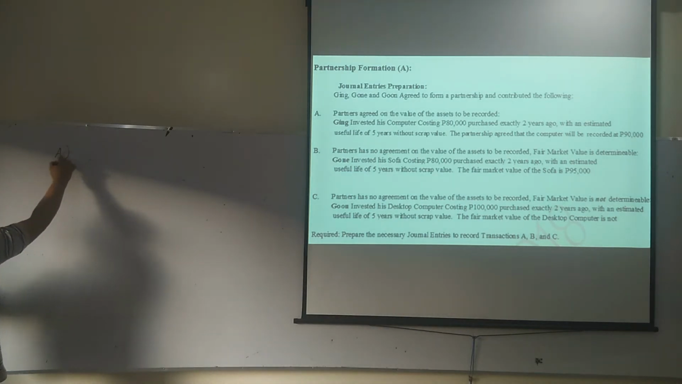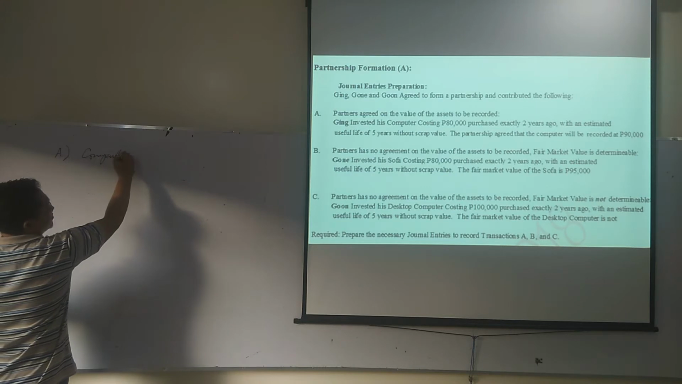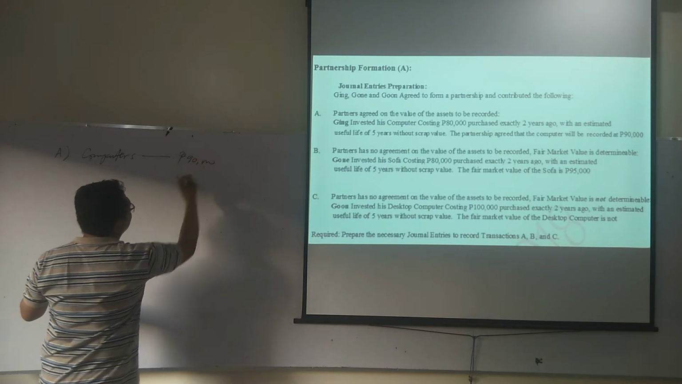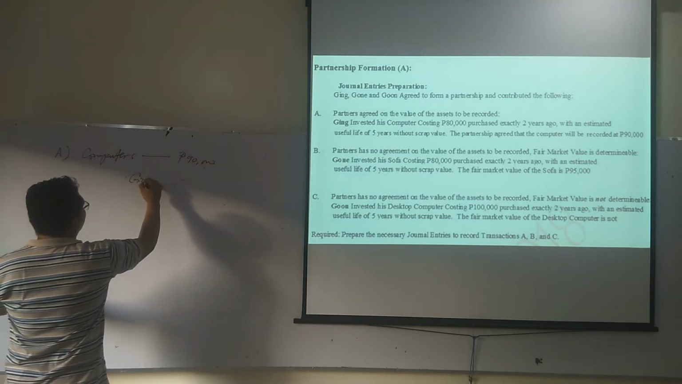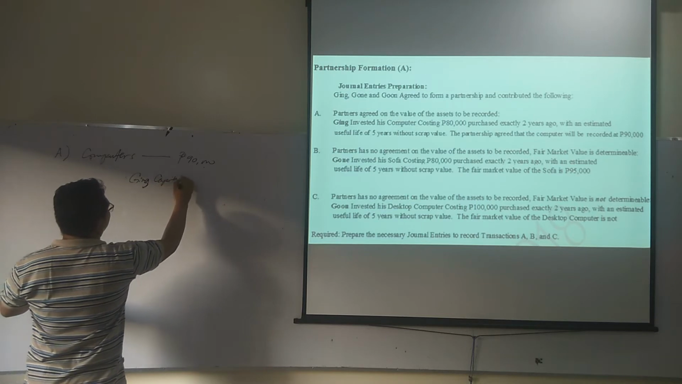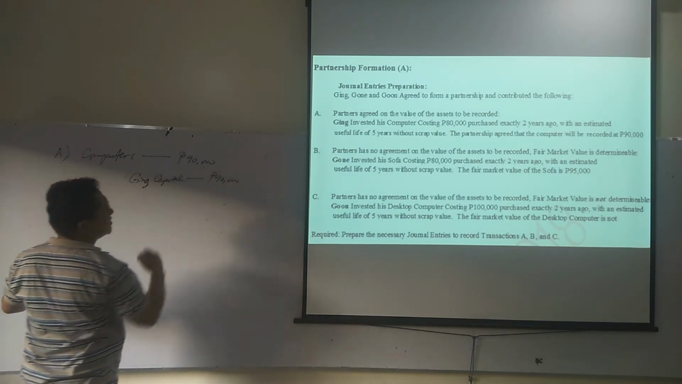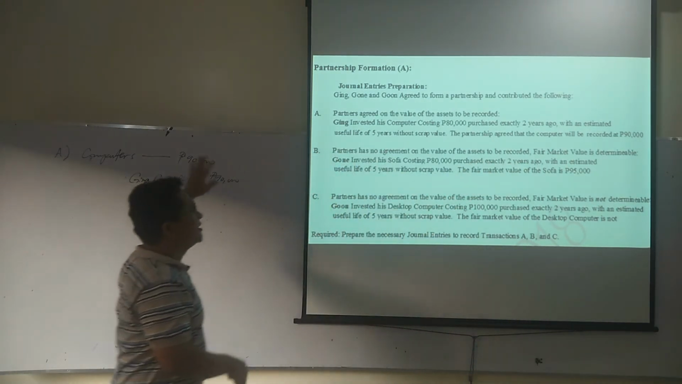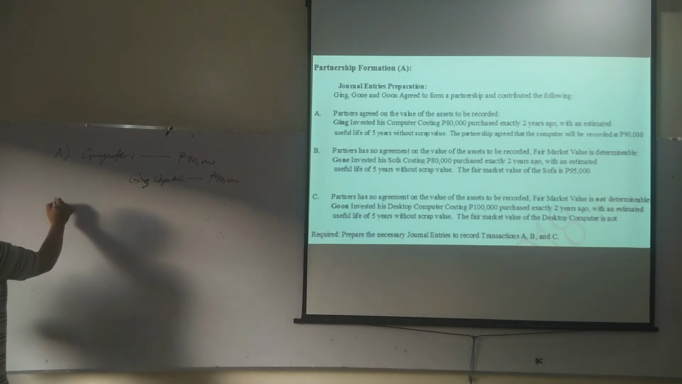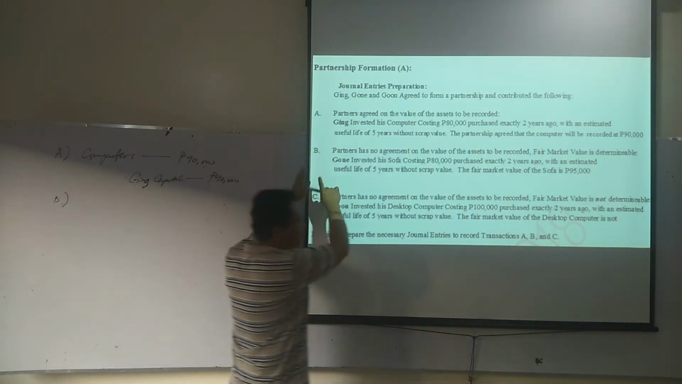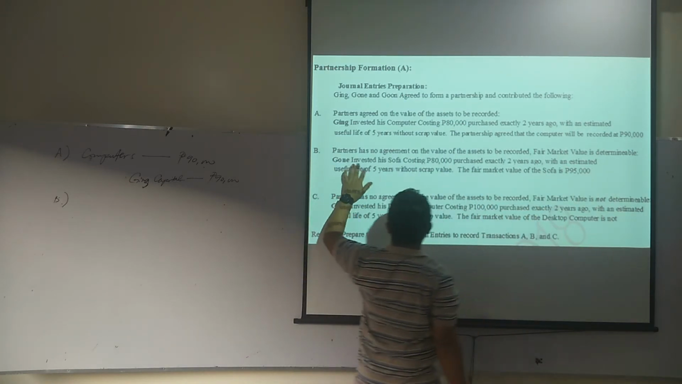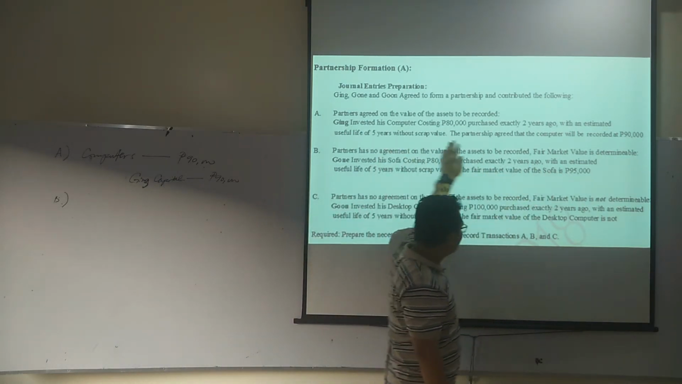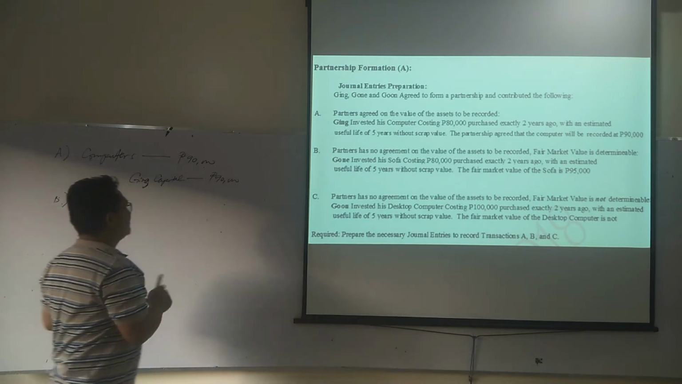So letter A, debit computers 90,000, and credit Dean capital for 90,000. So if there's a partnership agreement as to the value of the assets, we will record it based on their agreement. Letter B. The partner has no agreement, but fair market value is determinable. So if the fair market value is 95,000, disregard the cost, use the fair market value.